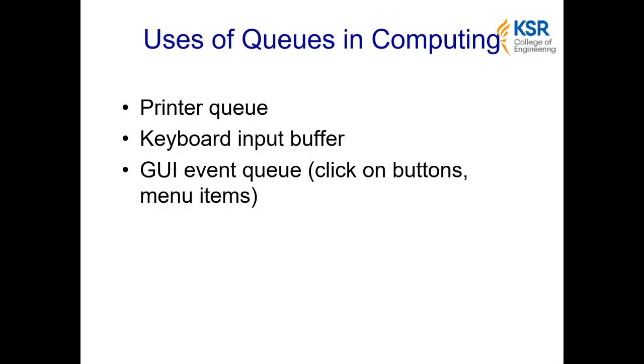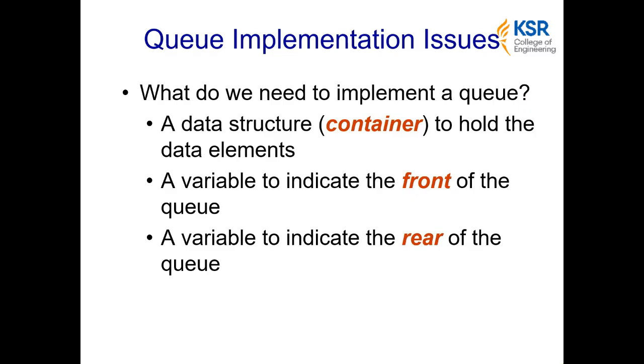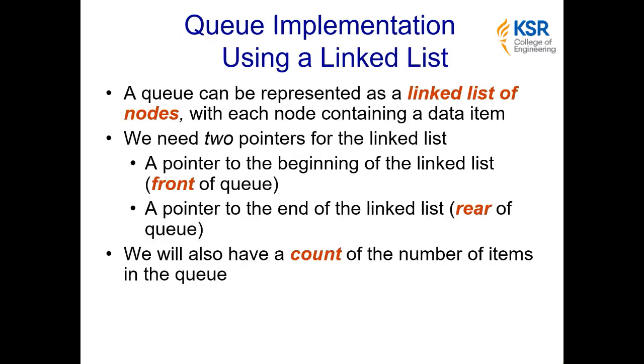Next, the keyboard input buffer. You are pressing the key right now, so that is a keyboard input buffer. A GUI event, like clicking on a button or menu items, gets put into a GUI event queue. There are two implementations of a queue. First is the linked list implementation, and the second one is the array implementation.